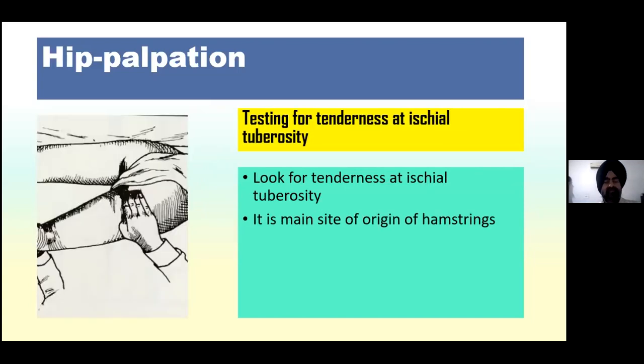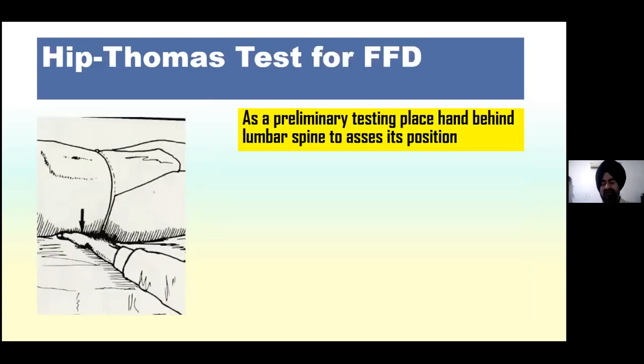Then on the back, what is attached to the ischial tuberosity? The hamstring muscles. So we should look for tenderness at the ischial tuberosities. These are mainly for the sports injuries, because frequently there is tenderness at the insertion of the muscles.